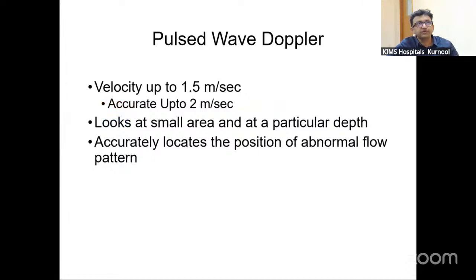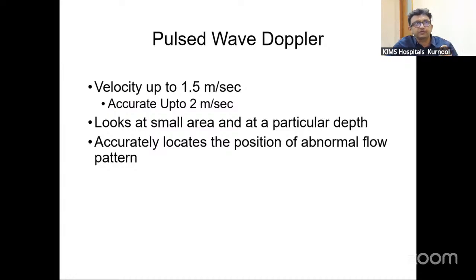Now there are 2 forms of wave Doppler. One is the pulsed wave Doppler. The other is the continuous wave Doppler. The pulsed wave Doppler can measure velocities up to 1.5 or up to 2 meters per second. It looks at a small area and at a particular depth. So it accurately locates the position of the abnormal blood flow pattern. So wherever you want to measure the velocity, you take the cursor there and then measure the exact velocity there.